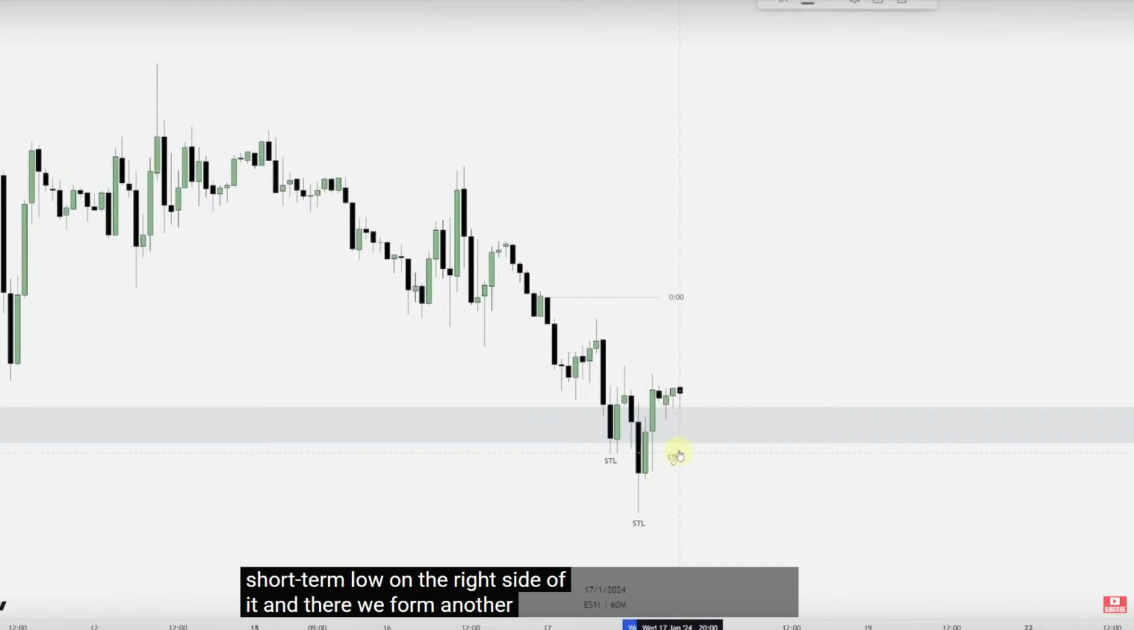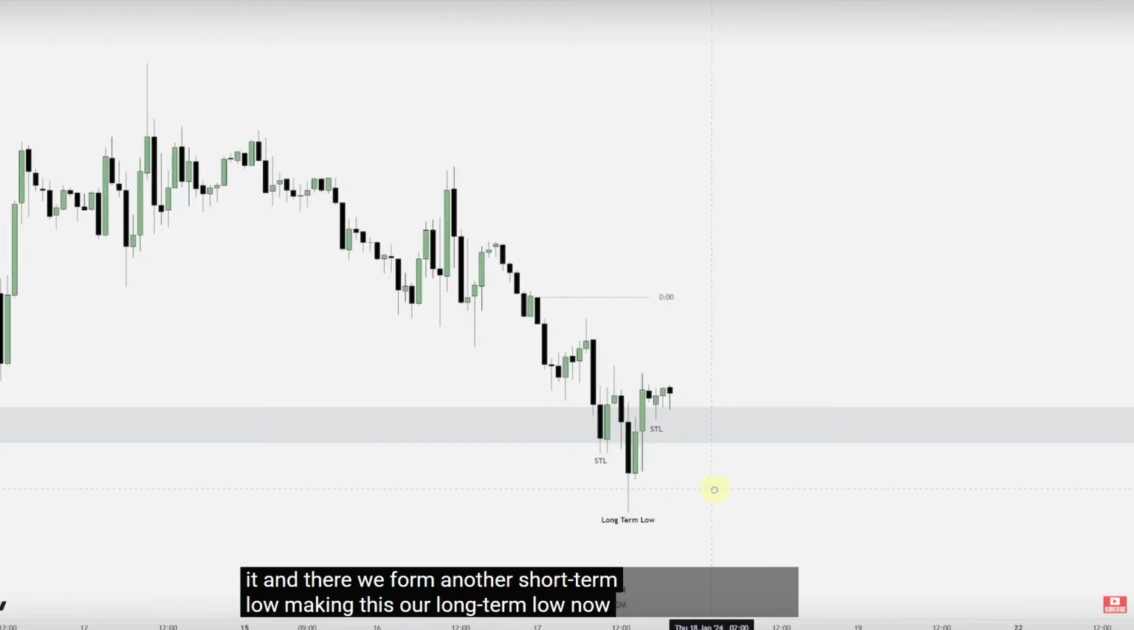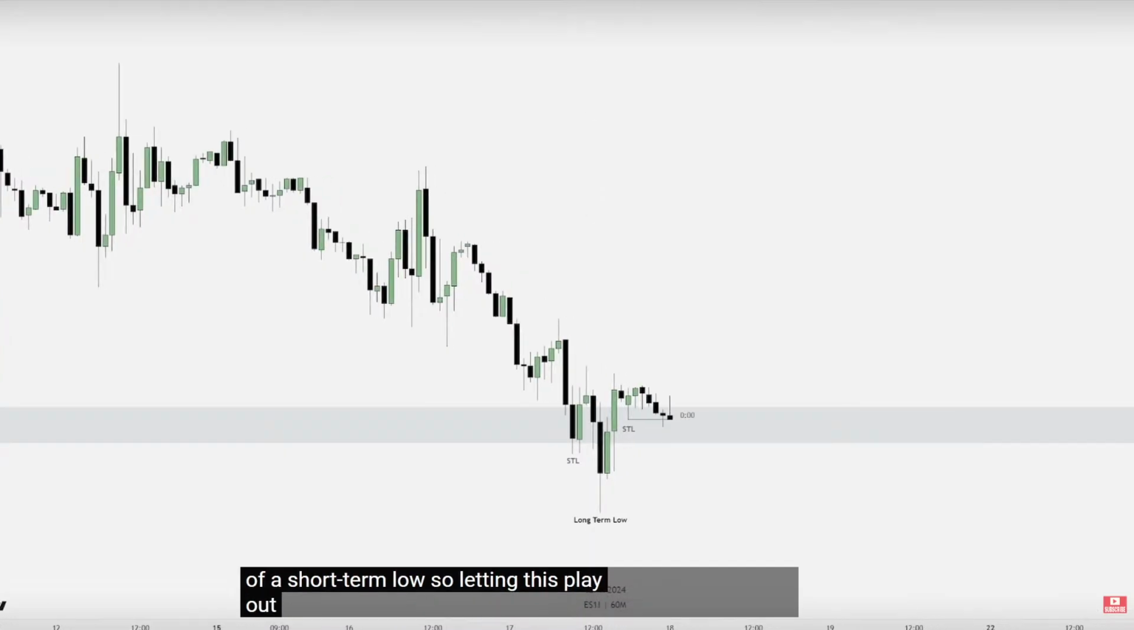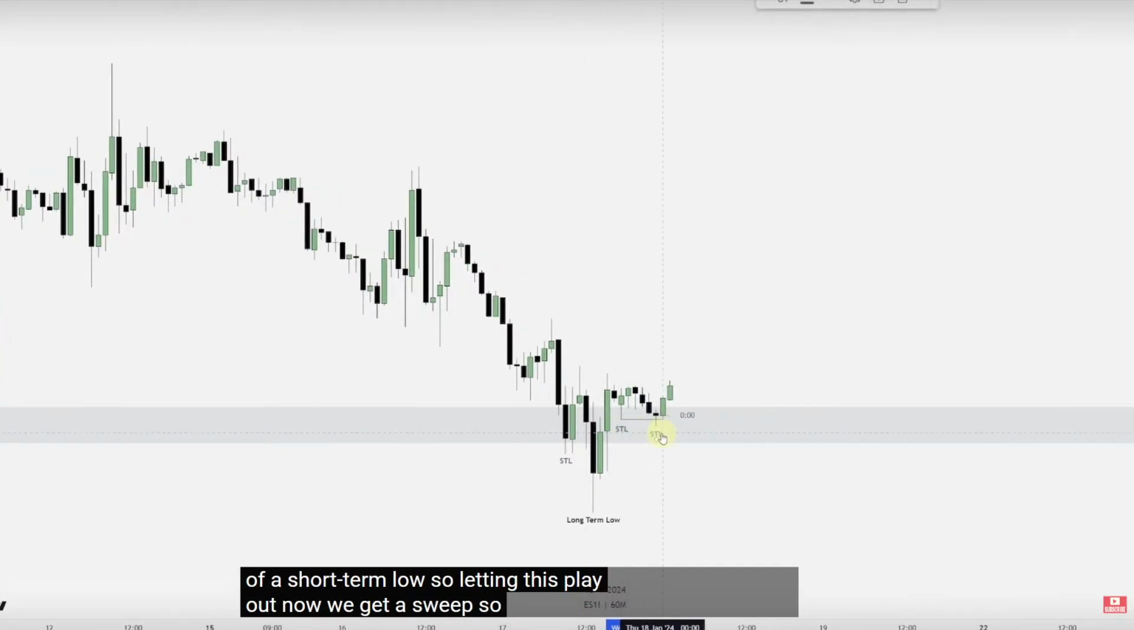And there we form another short-term low, making this our long-term low. Now, if we're going to create an intermediate term low, I want to look for a sweep of a short-term low. So letting this play out. Now we get a sweep. So this is just a short-term low currently, but I'm anticipating it to become an intermediate term low as price reacts off this level. So now what I can look for is a short-term low to be formed on the other side to continue higher, and then not anticipating price to reach back to this low.